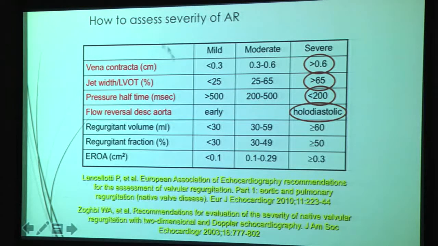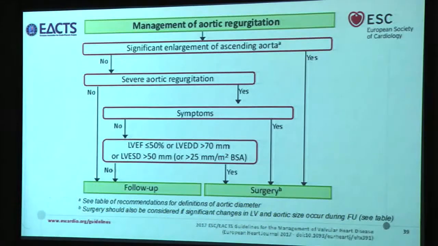So the main values we use are the first four. The most useful one is probably vena contracta. Anything more than 6 millimeters is severe. The jet width to LVOT ratio, also called Perry index, where more than 65% is severe. The pressure half time by continuous wave Doppler, where less than 200 milliseconds is severe, and flow reversal in descending aorta, which makes it severe if it's holodiastolic and more than 20 centimeters per second. The rest is probably not that practical in our routine practice.